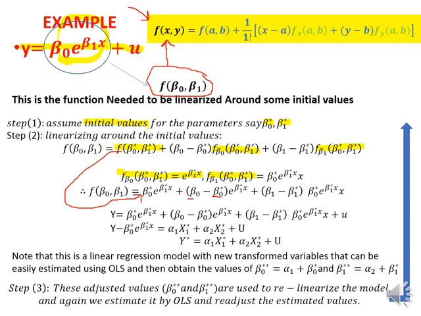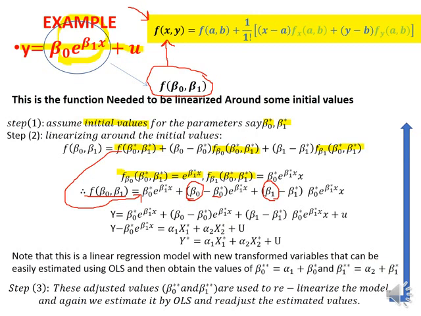So now this equation β0 e^(β1 x) is linearized. Why? Because β1 and β0 are linear now. Remember that β0 star and β1 star are assumed values, equal to 0.1 or 0.2. They are constant values. But the parameters themselves, β0 and β1 in f(β0, β1), are now linear. It's a linear function.